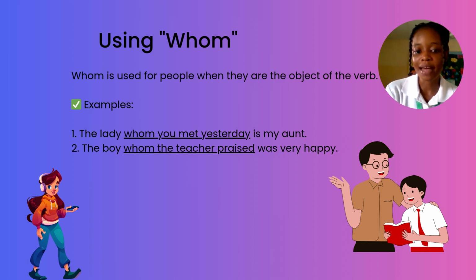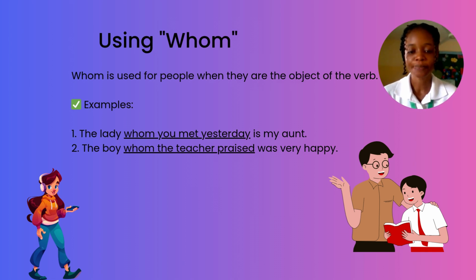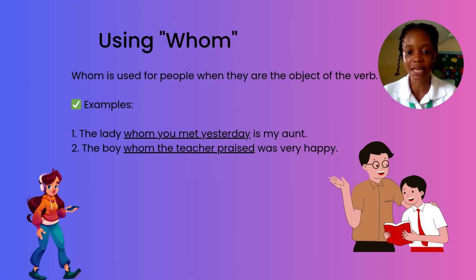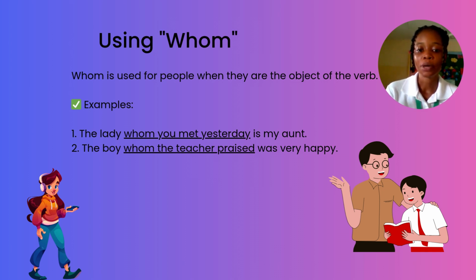The lady whom you met yesterday is my aunt. Now, we are trying to refer to the object, which is the aunt. That's why whom is being used. You can see the relative clause underlined on your screen: whom you met yesterday. The aunt is the object of the sentence. Number two example, the boy whom the teacher praised was very happy.